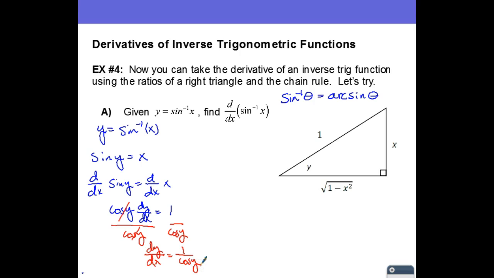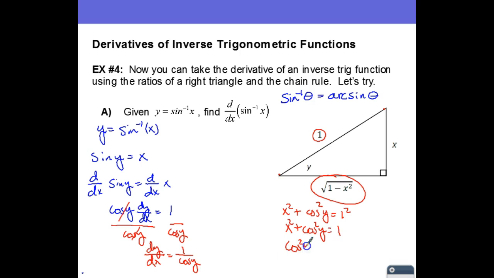All right, now what is 1 over the cosine of y? So if we look at this triangle given likely by the unit circle, since our hypotenuse is equal to 1, you can see that from the Pythagorean theorem we have the following relationship, where x squared plus cosine of y squared is equal to 1 squared. So x squared plus cosine squared y is equal to 1.